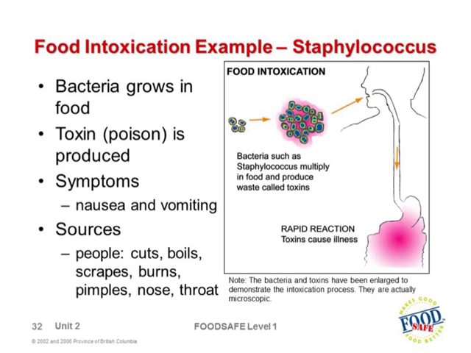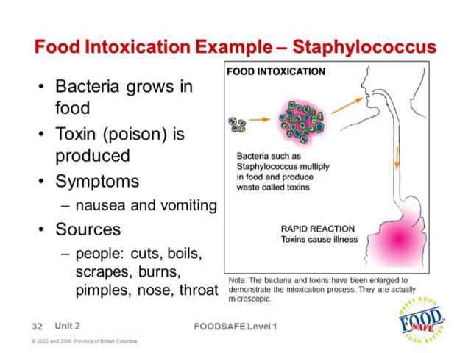So food intoxication, we kind of talked about. Food intoxication occurs when bacteria grow and the toxin is released. The toxin is not killed in the cooking process. The bacteria may be killed, but the toxin is still there. The toxin then is ingested and is what causes people their illnesses.